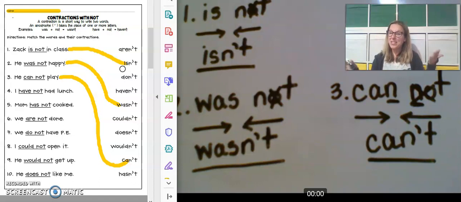And if you have any questions about contractions with not, you can send me a video message on Dojo, you can send me a typed message on Dojo, or you could have your parents message me through the messaging app on Dojo.